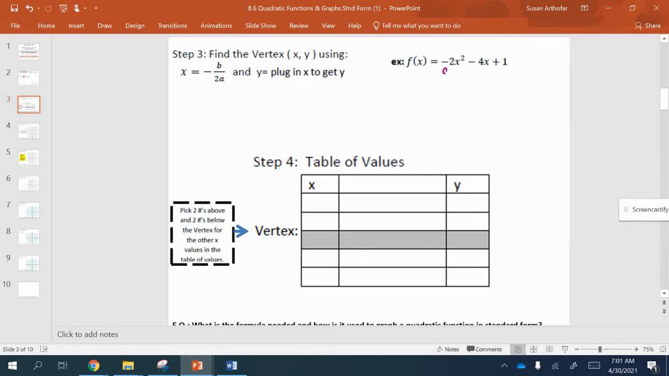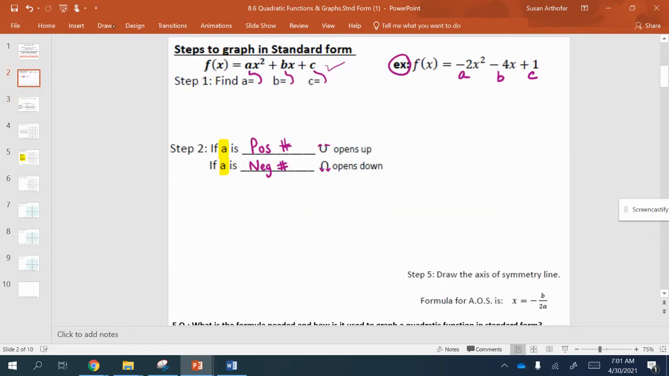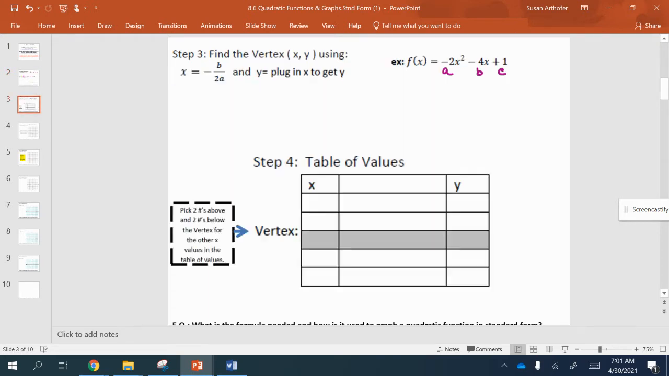So I'm just going to label A, B, and C again. We found out the values of A, B, and C. For step number 2, our A value is equal to negative 2. So we already know our graph is going to be going downwards.